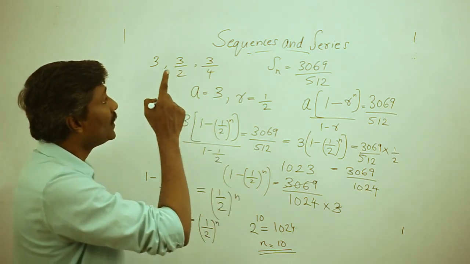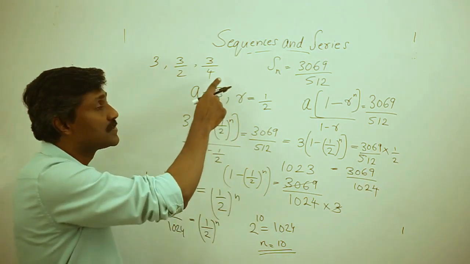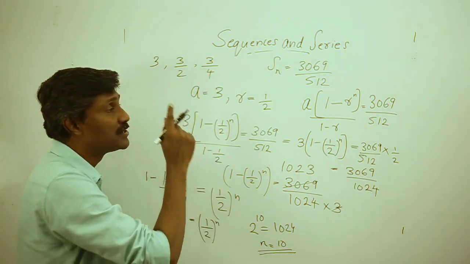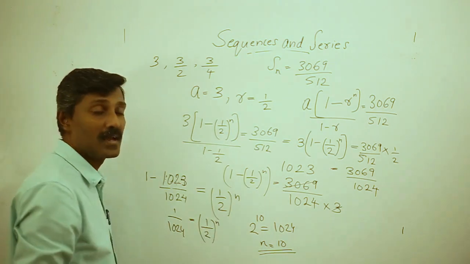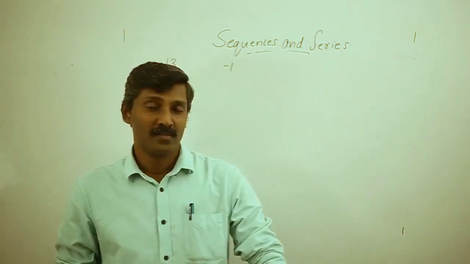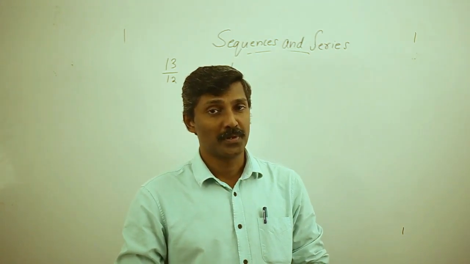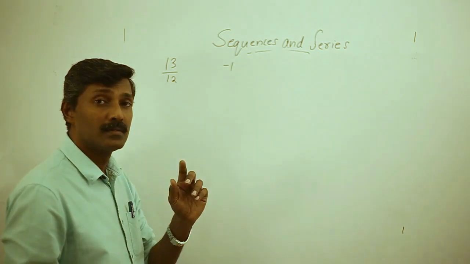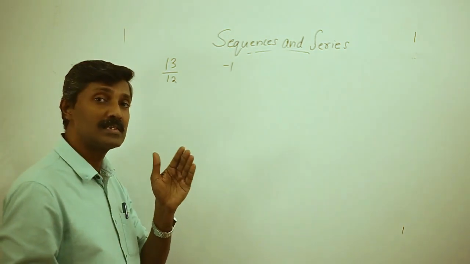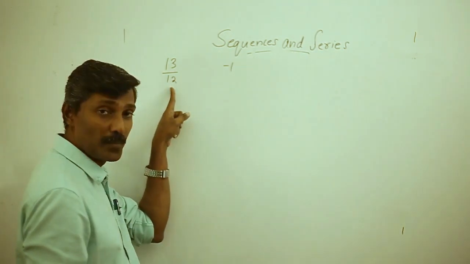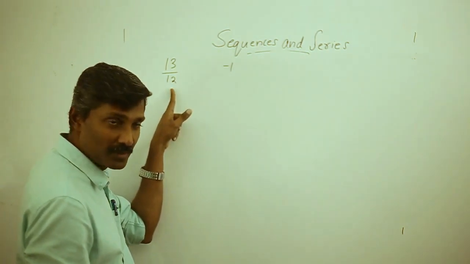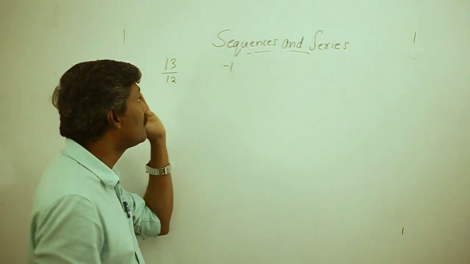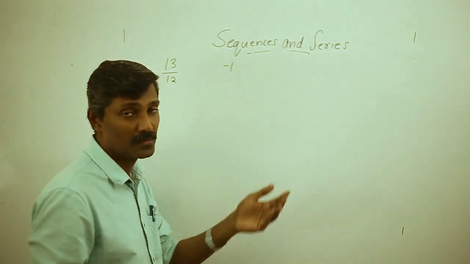That means you need 10 terms of this particular sequence, this particular geometric progression, to give you a sum 3069 divided by 512. Going on to the next problem in geometric progression. Here's the question. We have the sum of the first 3 terms of a geometric progression is given by 13 by 12, and their product is given as minus 1. And we have to find the first 3 terms and the common ratio.